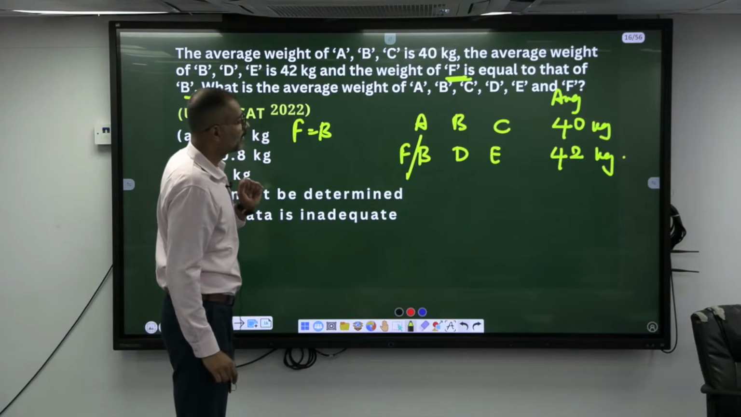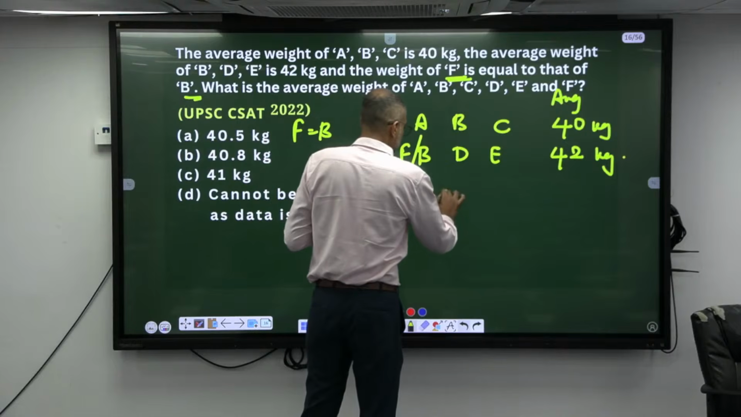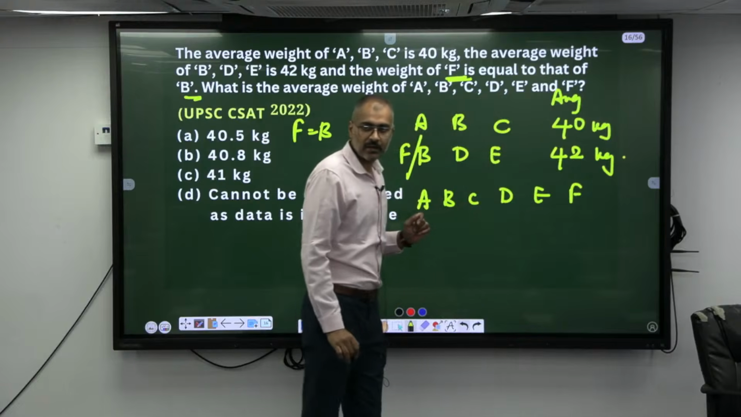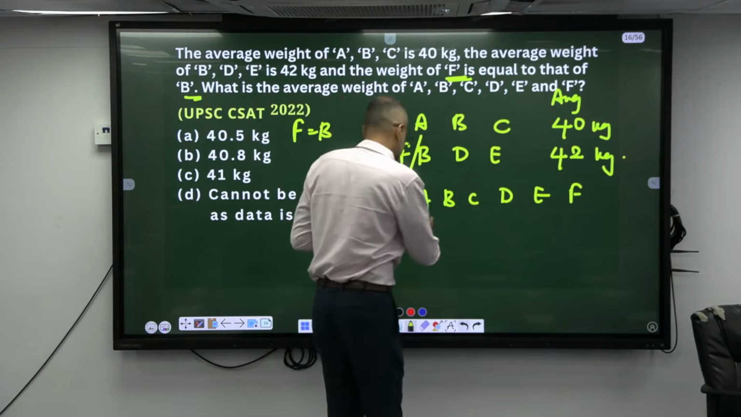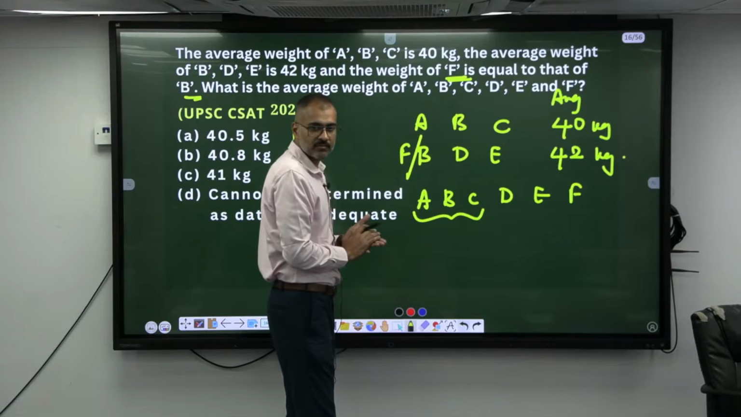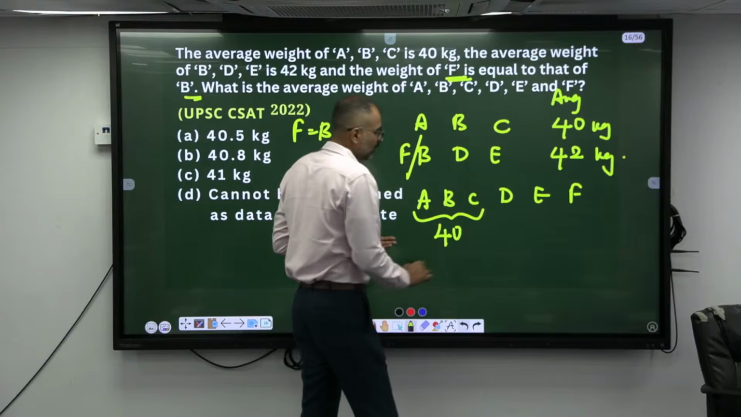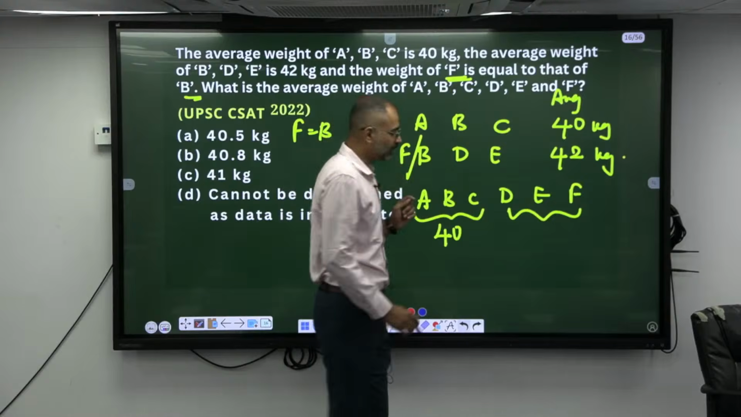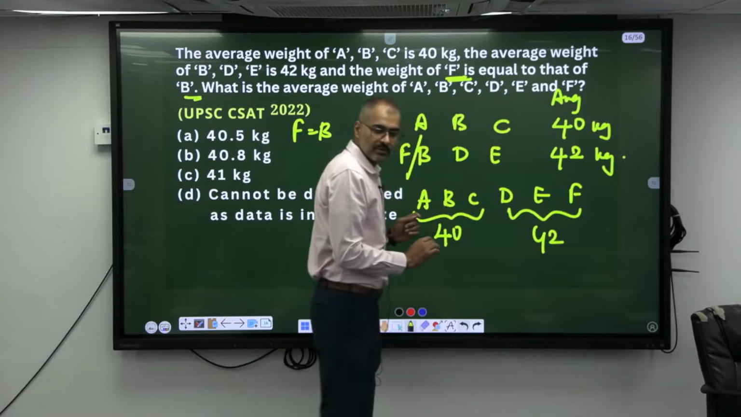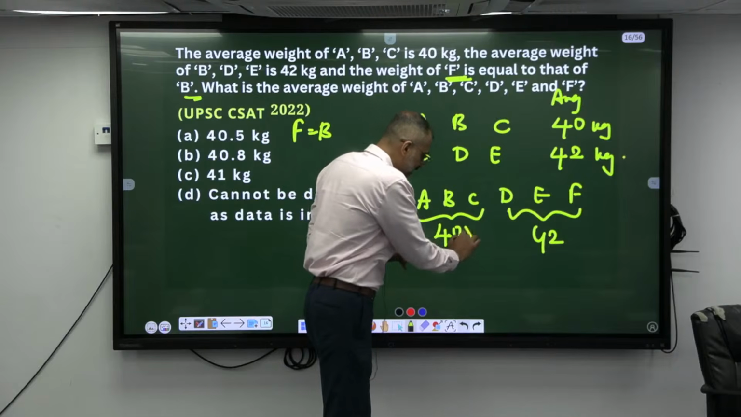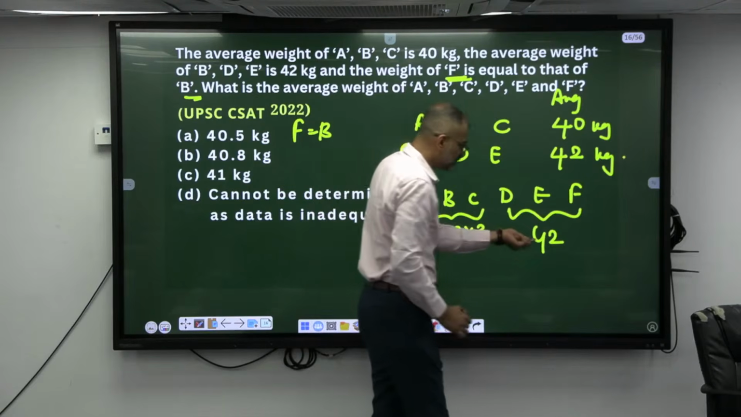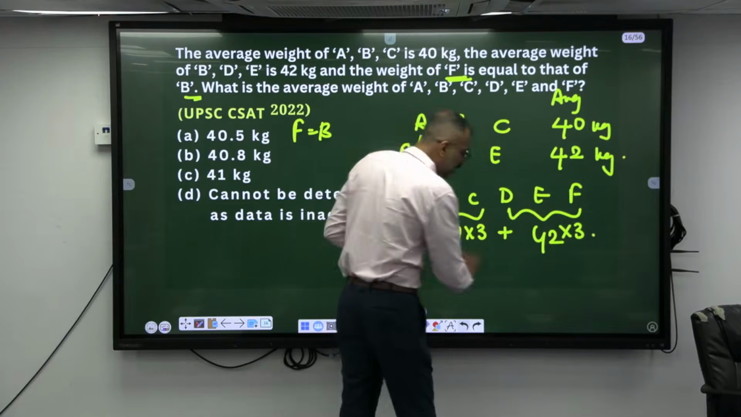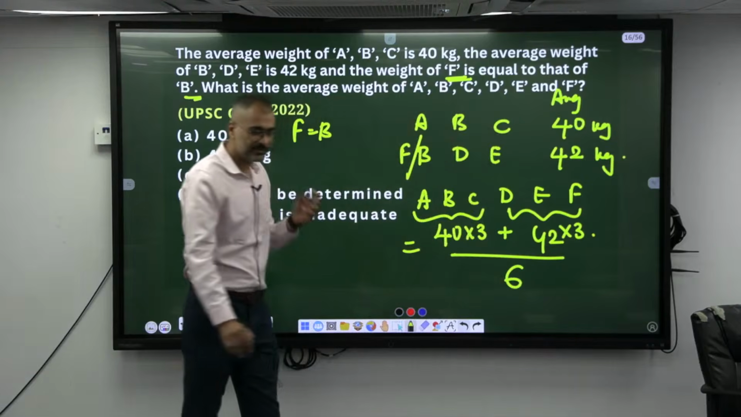What is the average weight of AB, CD, E and F? This is average, right? Isn't it or not? Now, what is the average of ABC? 40. What is the average of DEF? DEF, what is it? 42. Can I find the average of all this now? How to find? If the average is 40 here, what is the sum? Into 3. If the average is 42, what is the sum? Into 3. Okay, this is the sum of all the observations divided by how many observations? 6. This must be your answer. Do it.